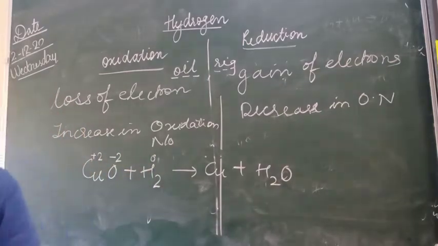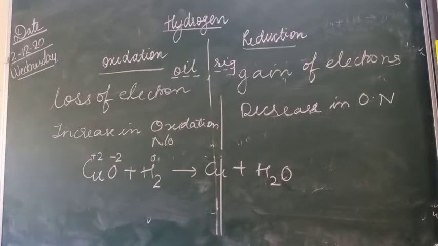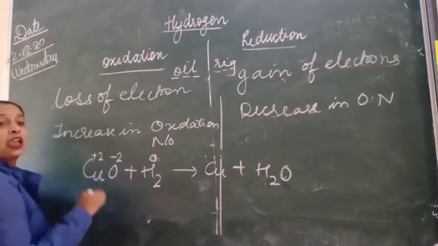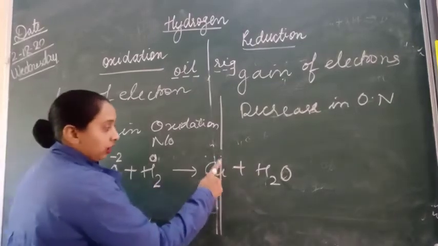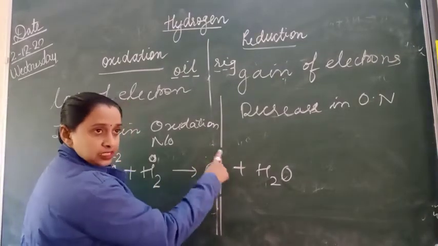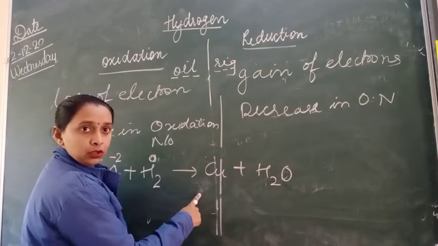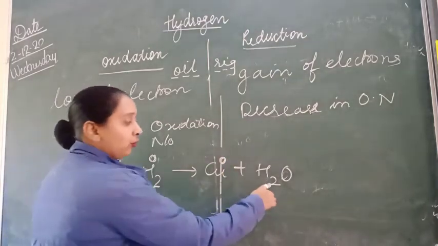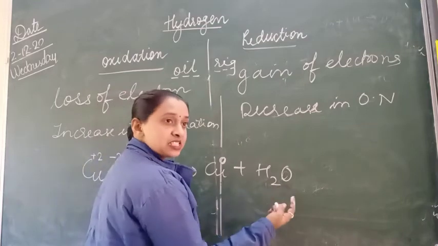Valency हम कब लिखते हैं? Whenever it will react with some other element, not with itself. Are you getting? So I have written what? Oxidation number इसका क्या लिखा है मैंने? Valency इसकी क्या है? 0. Now here copper, it has combined with anyone? No. So here what is the valency? 0. Now hydrogen and oxygen has combined.